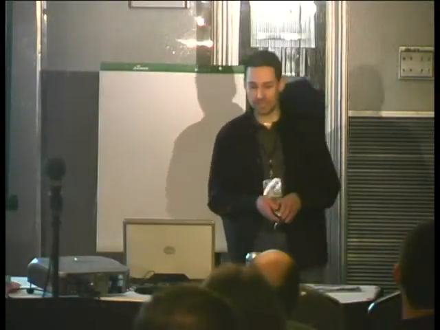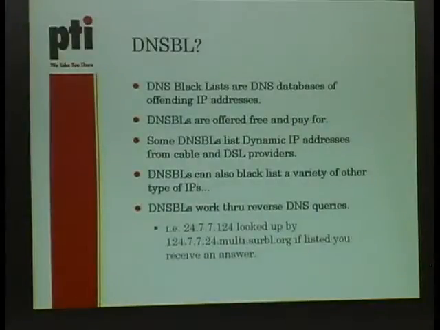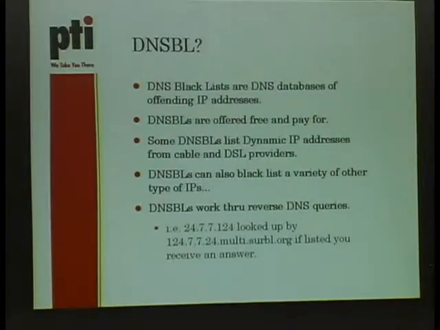And then DNSBLs, I keep talking about this. DNSBLs are about the best thing since sliced bread. That's a Bohack catchphrase. DNSBLs are actually DNS databases of offending IPs. Now, the reason why they're so sweet is because I had no method about 4 or 5 years ago of catching IPs that were dynamic.